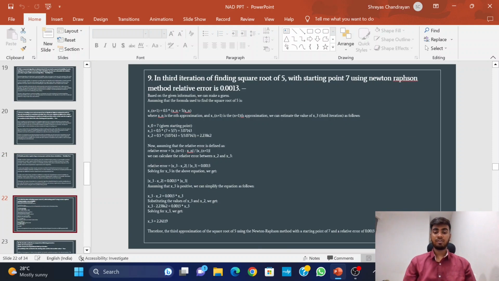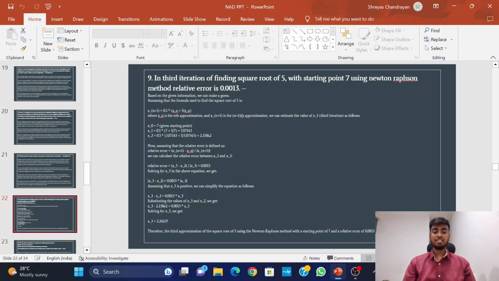In the third iteration of finding the square root of 5 with starting point 7 using the Newton-Raphson method, the relative error is 0.0013. So, based on the given information, we can assume that the formula used to find the square root of 5 is x_(n+1) = 0.5 (x_n + 5/x_n), where x_n is the nth approximation and x_(n+1) is the (n+1)th approximation. We can estimate the value of x3, the third iteration, as follows.